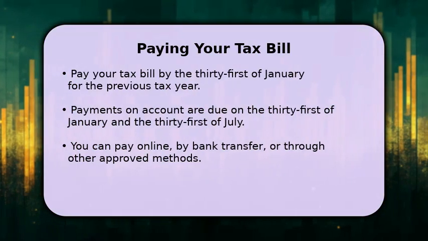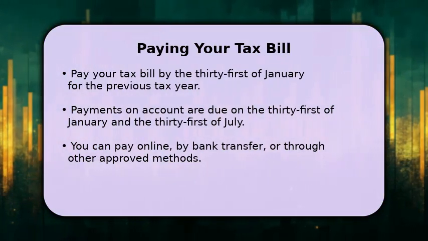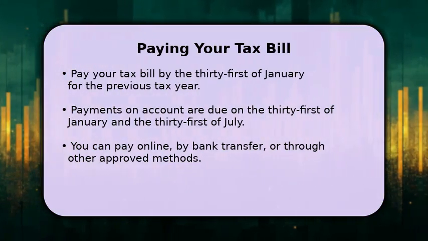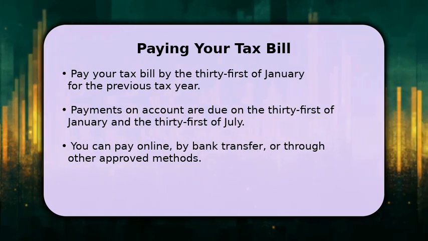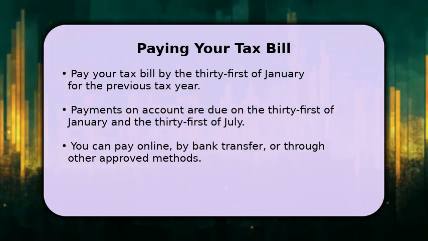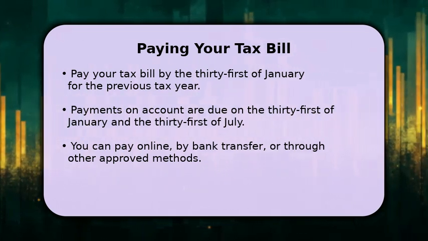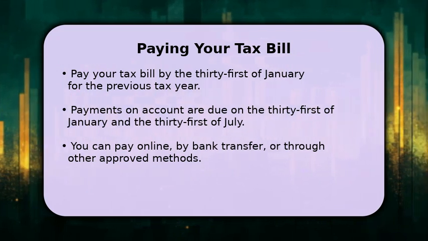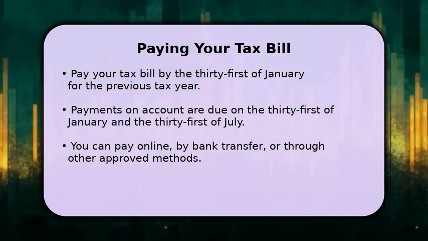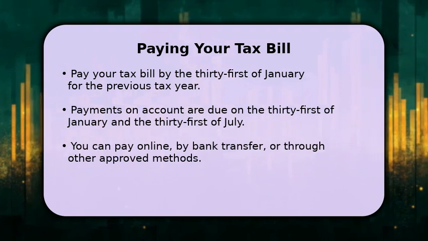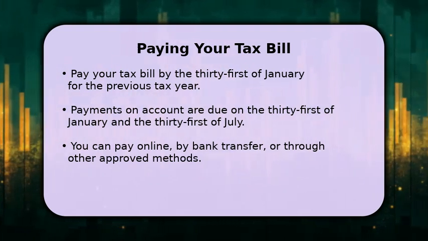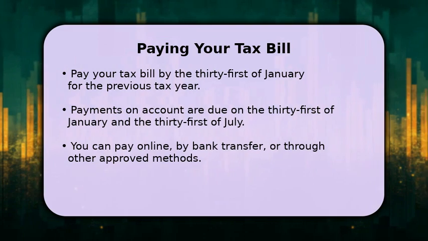Finally, it's time to pay your tax bill. Your main tax payment for the previous tax year is due by the 31st of January. Additionally, you might need to make payments on account, which are advance payments towards your next tax bill. These are due on the 31st of January and the 31st of July. You have several convenient options for payment, including online methods, bank transfers, or other approved channels.